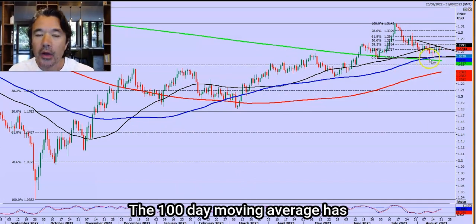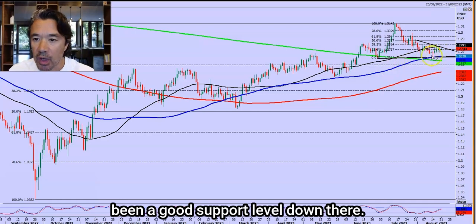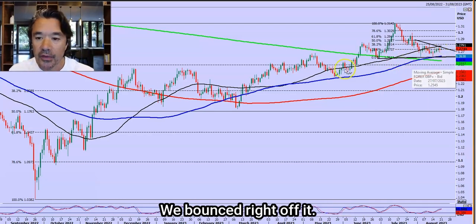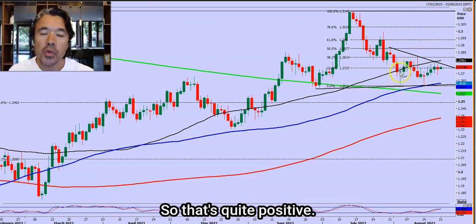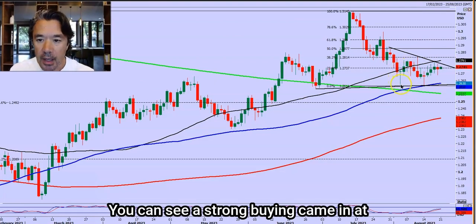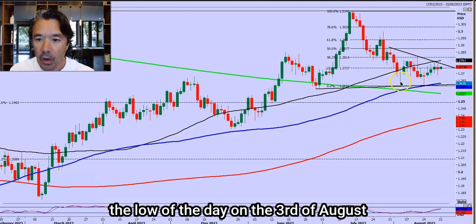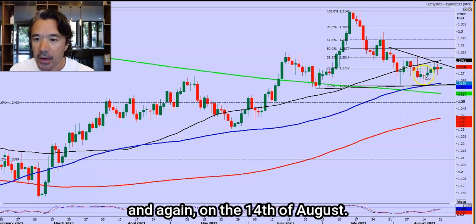As you know, the 100-day moving average has been a good support level down there. We bounce right off it. You can see on the daily chart the same candles with the long lower wicks. So that's quite positive. You can see strong buying came in at the low of the day on the 3rd of August and again on the 14th of August.